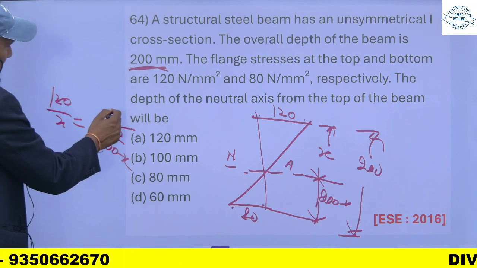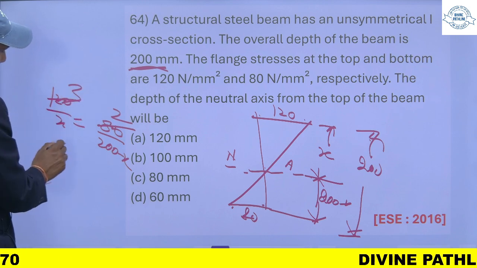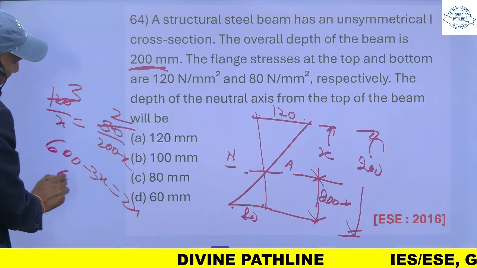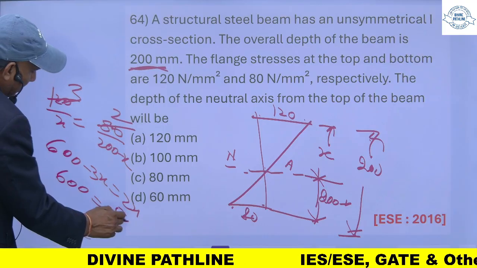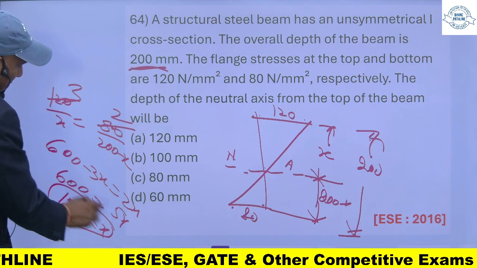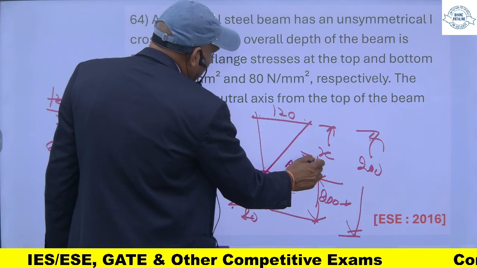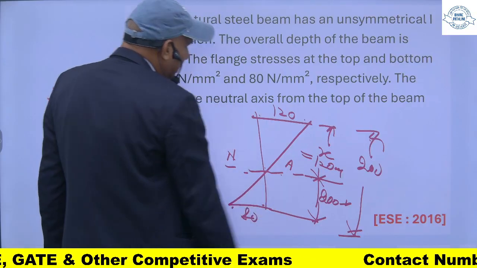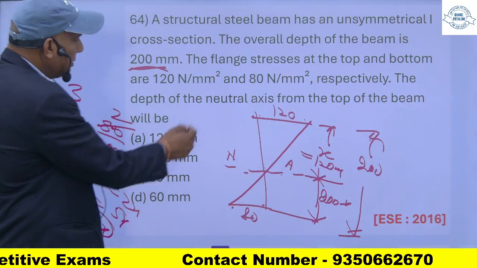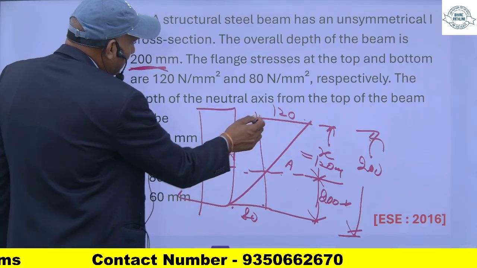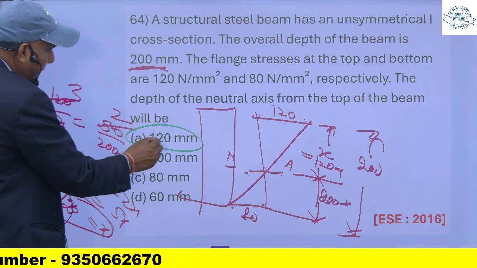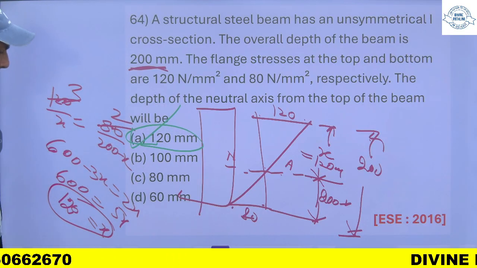So it will be 600 minus 3x is equal to 2x. So 600 is equal to 5x. x will be 120. So this height is 120 mm. So the depth of the neutral axis from the top fiber, the top of the beam, is 120 mm. So this is the correct answer.